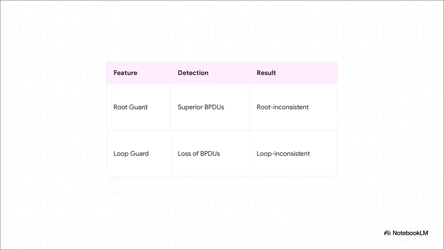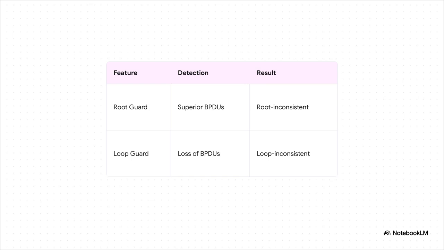Because those stakes are so high, you just can't set up STP and walk away. I mean, imagine someone plugs a rogue switch into a wall port in a conference room, and it suddenly tries to hijack the root bridge status. To stop that cold, we use RootGuard. If a port unexpectedly receives superior BPDUs, RootGuard steps in and places that port into a root-inconsistent blocking state.